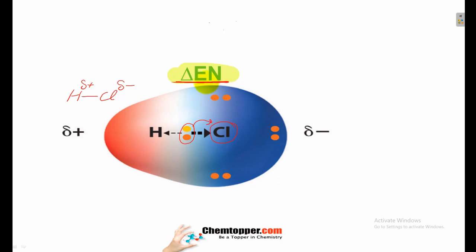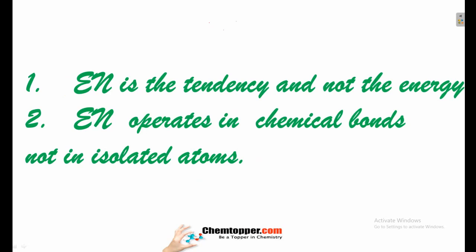Here delta means difference, En means electronegativity. Before we understand the reason behind the difference in electronegativity, I want you to be very clear about the meaning of electronegativity. Remember, electronegativity is the tendency and not the energy released or required. Electronegativity operates in chemical bonds and it is not in isolated atoms.